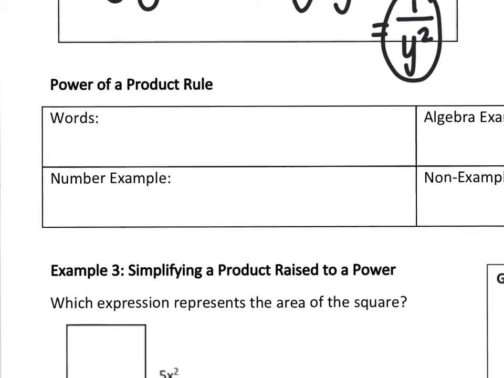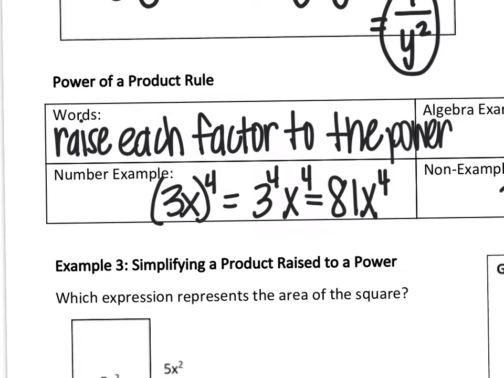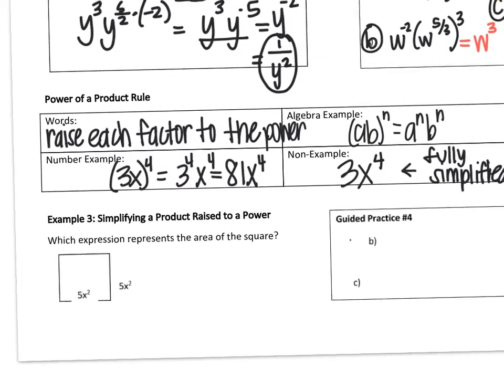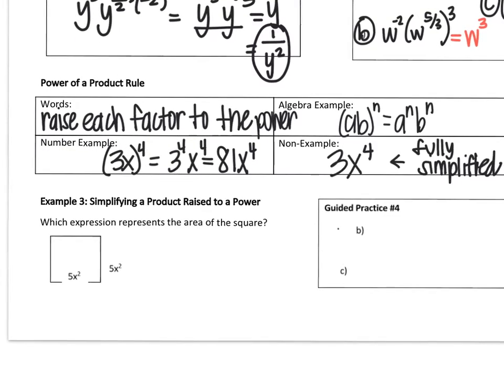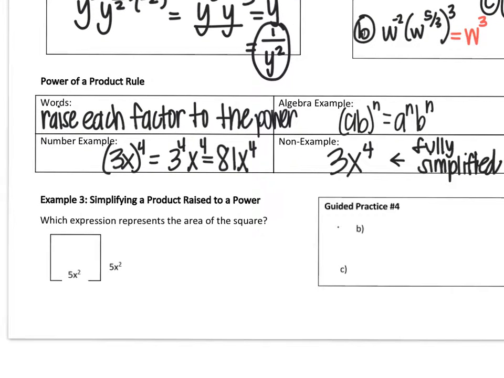Power of a product rule. What you do for that is raise each factor to the power. And I have the algebra example and the number example in there for you. You can pause the video right now and write that in. And then I'm going to go into example 3.